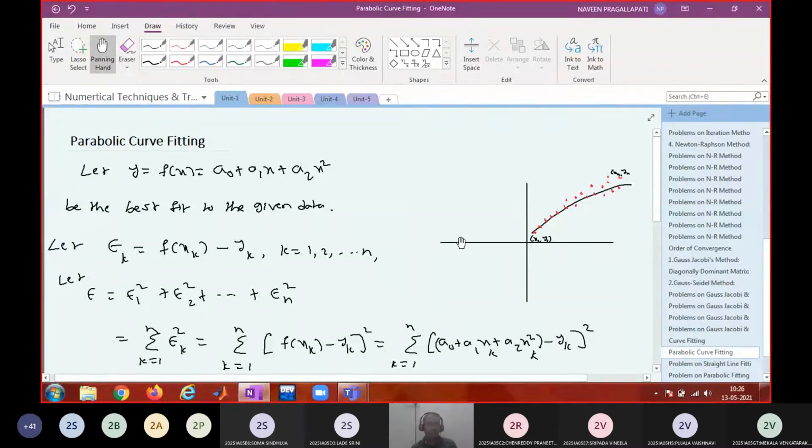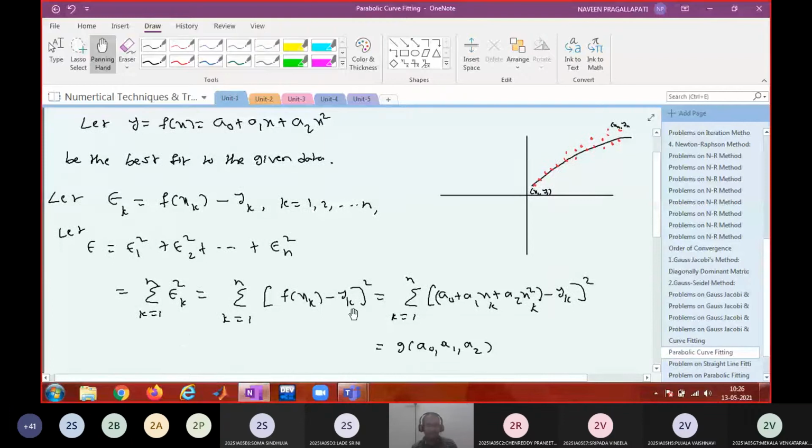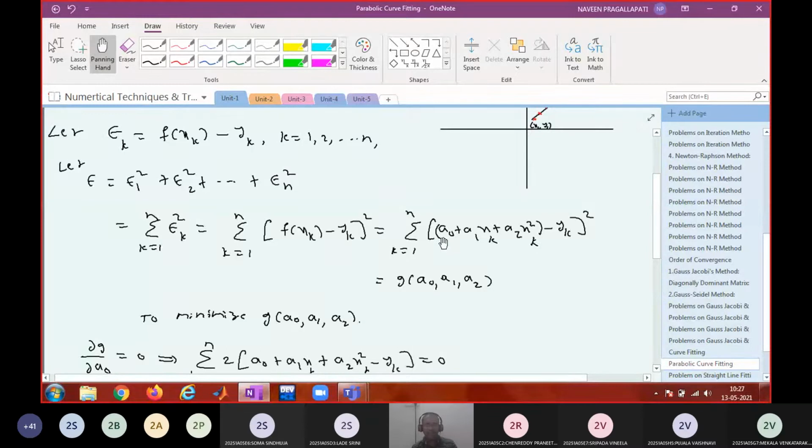So you apply a similar procedure. You compute the deviations from the expected value to the actual value, then take the sum of squares of the deviations. It will be in terms of a0, a1 and a2. f of xk is a0 plus a1 xk plus a2 xk square, so f of xk minus yk, whole square. So it will be a function of three unknowns, a0, a1 and a2, because xk, yk are all known values.